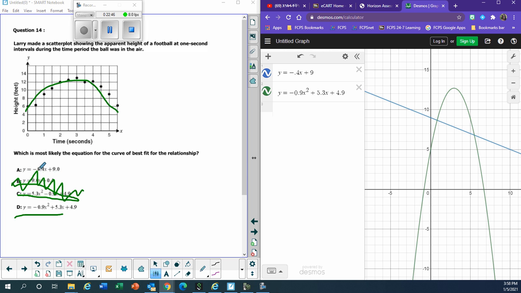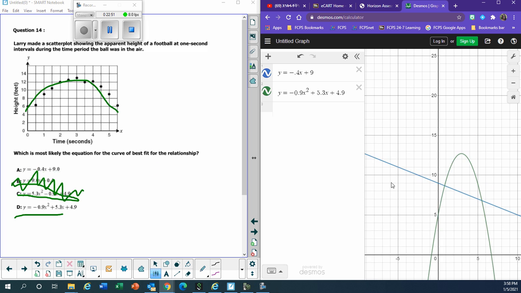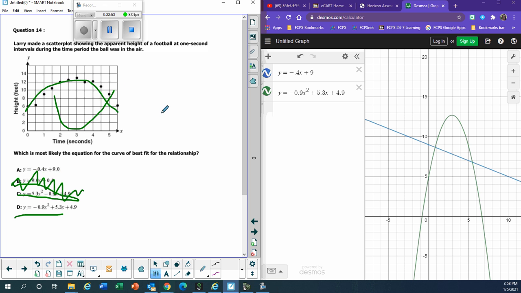Because if you pick A, A is also a straight line. C is going to go like this, up. C would be going up like this. So the only option you have is D.